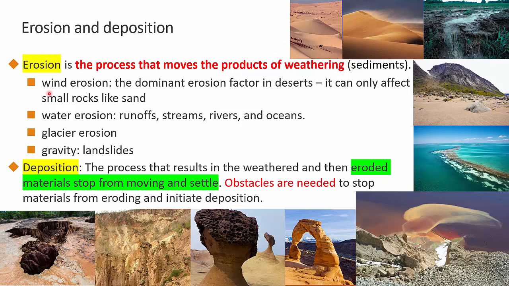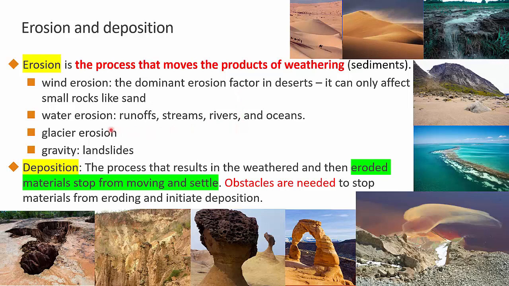That's wind erosion. Water erosion, like what I showed here, and then probably you can see some water here moving stuff, and here. So we have water erosion in runoffs, streams, rivers, and oceans. Water erosion can carry small as well as large rocks.